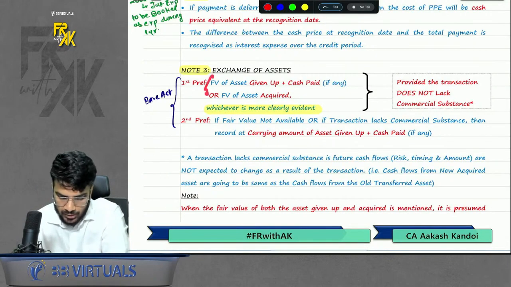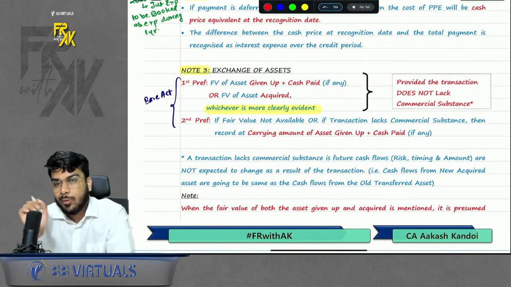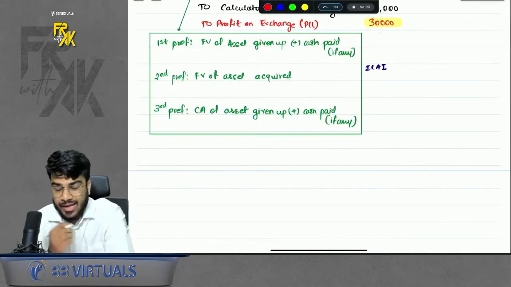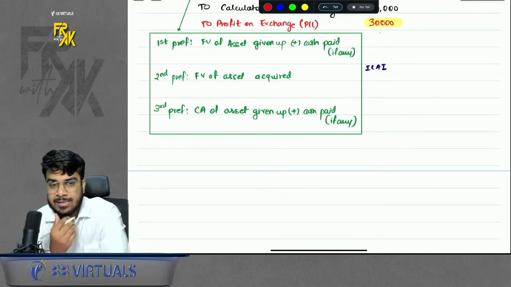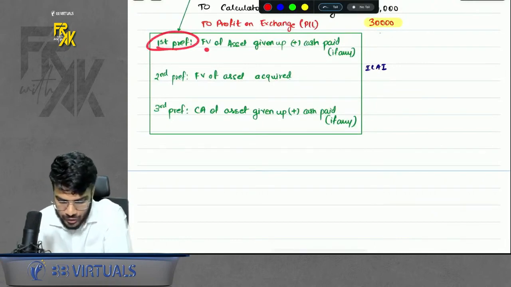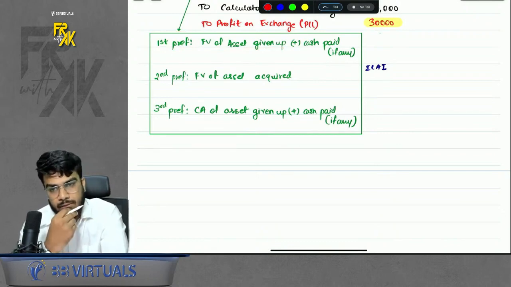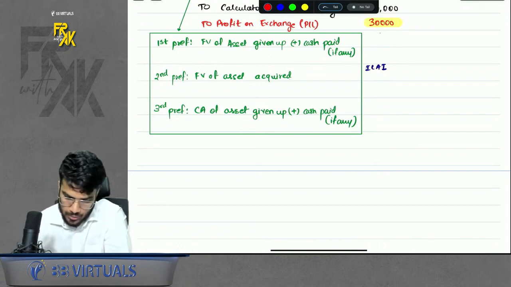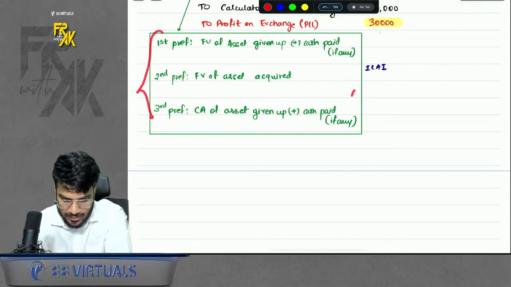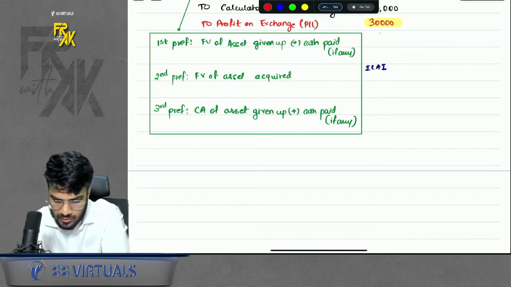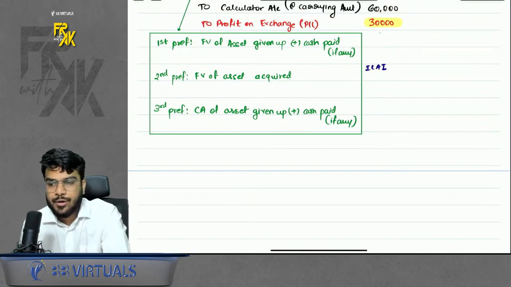But what if both the values are available in the question? So from the question solving point of view, we will follow ICAI's approach, where in all the questions where the exchange concept is applied, ICAI has given first preference to the fair value of the asset given up. Is this clear to everyone? Yes, please remember this part, okay? And again I'm saying that these preferences are for recording the incoming asset, because the outgoing asset is always going to go out at carrying amount. Is this clear to everyone, guys?